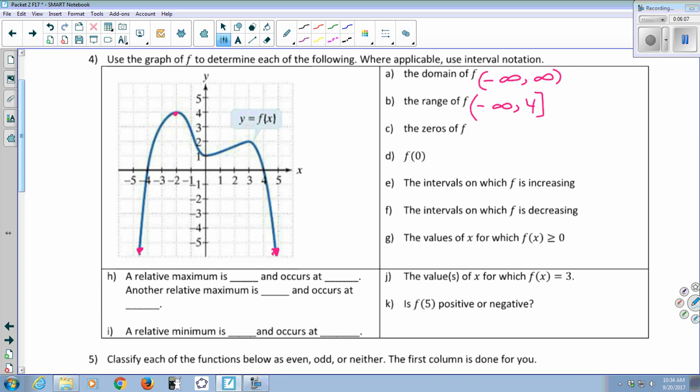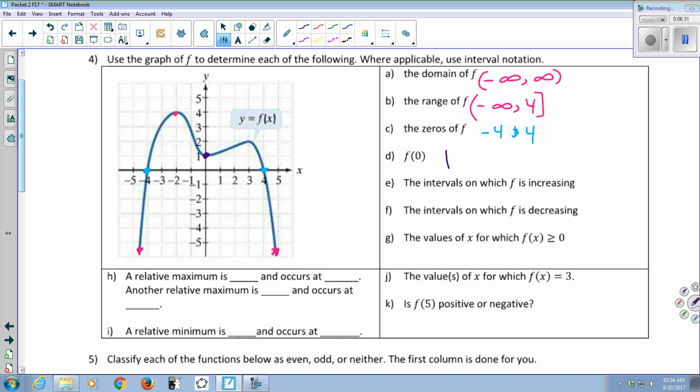The zeros, those are x-intercepts at -4 and 4. And f of 0, that is an x value of 0, and they're asking for the y value. So that would be right there. So f of 0 is 1.